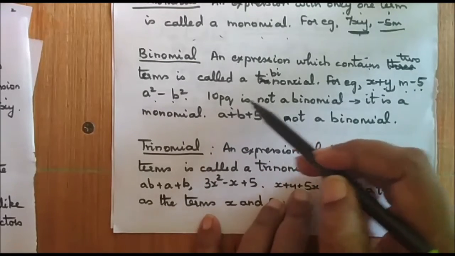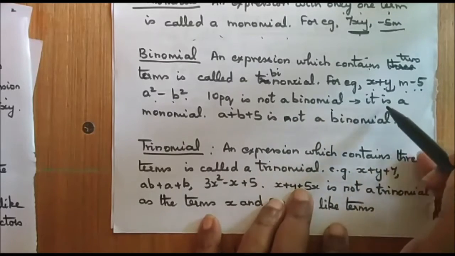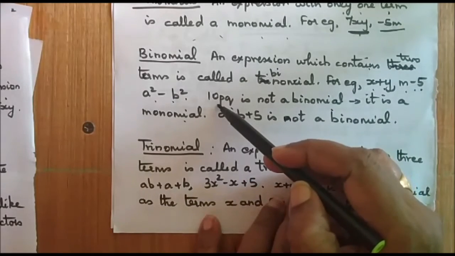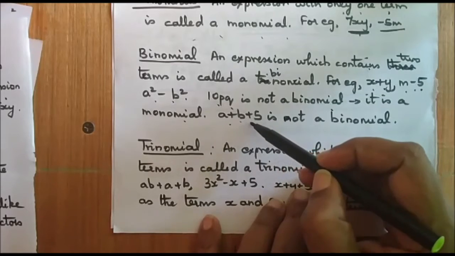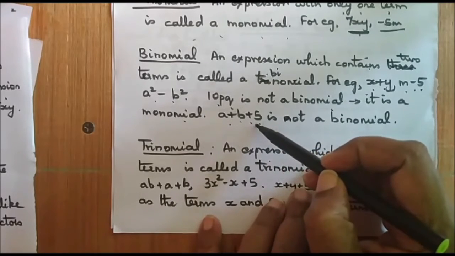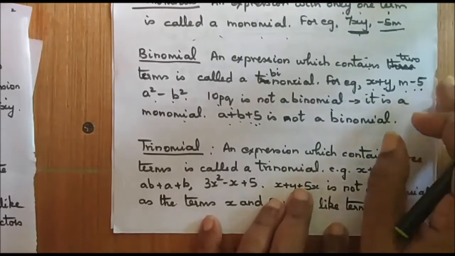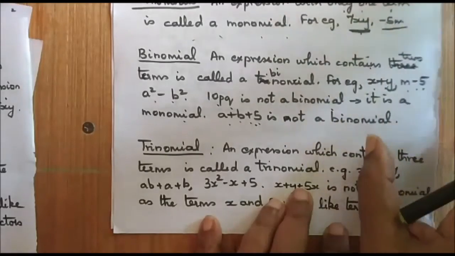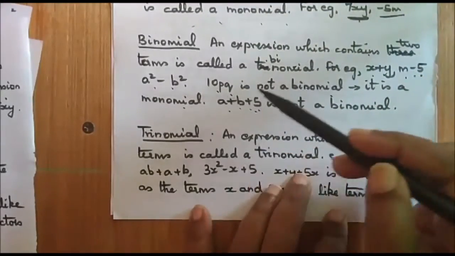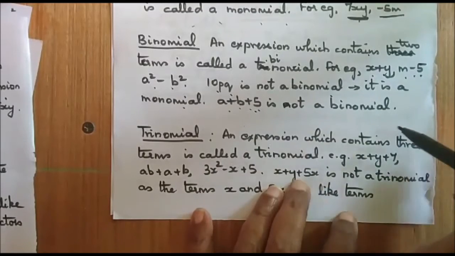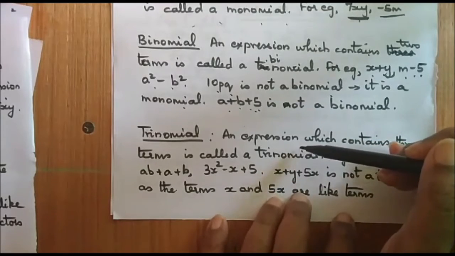10pq is not a binomial, it is a monomial. There is only one term. a plus b plus 5 is also not a binomial because there are three terms. It is a trinomial. And what do you mean by a trinomial? An expression which contains three terms is called a trinomial.